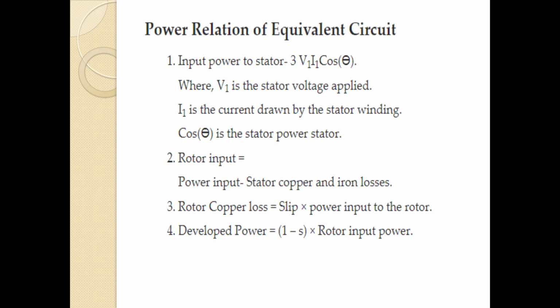Power equations of the equivalent circuit. We know that the power formula is 3 V1 I1 cos theta, where V1 is the applied voltage, I1 is the current and cos theta is the power factor. The rotor power input is equal to the stator input minus stator and iron loss. Rotor copper loss is equal to slip times the power input of the rotor. Developed power is equal to (1 minus S) times the rotor input power.